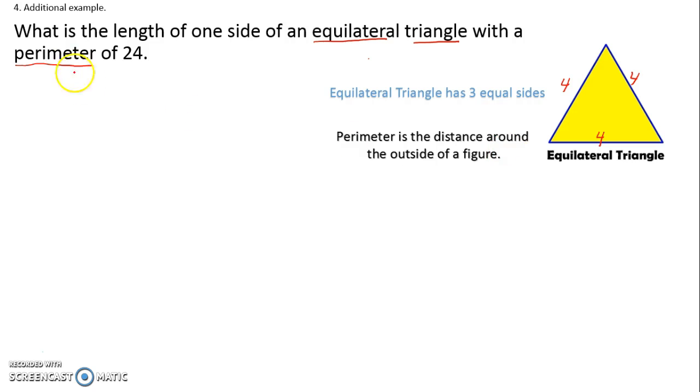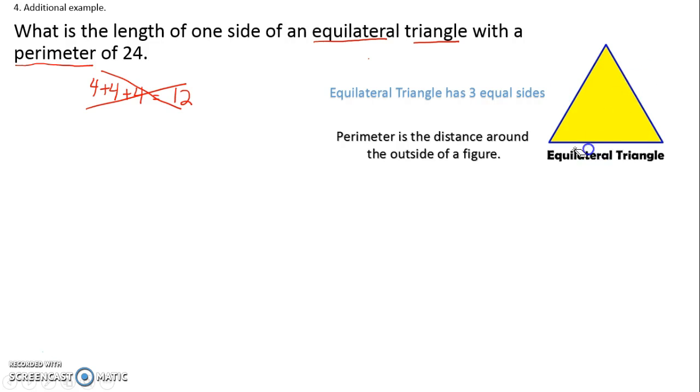4 plus 4 plus 4. 4 plus 4 is 8. Plus 4 more is 12. The perimeter around this equilateral triangle would be 12. Certainly not 24. So let's try another number.